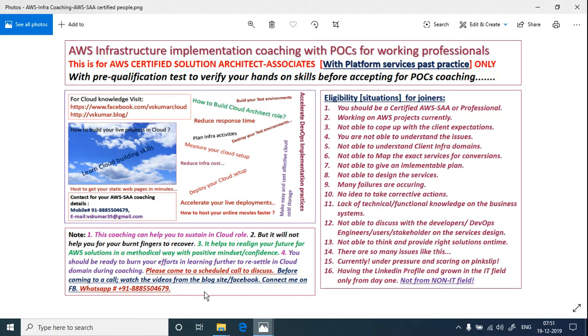You make up your mindset to dedicate yourself to this course. You need to leave all other things aside. You need to take it as a challenge to take this kind of course and prove yourself in the industry in your next job. So before coming to a call, watch the videos on the blog site and Facebook, and connect with me on WhatsApp and Facebook with this number also. This is my WhatsApp number also.